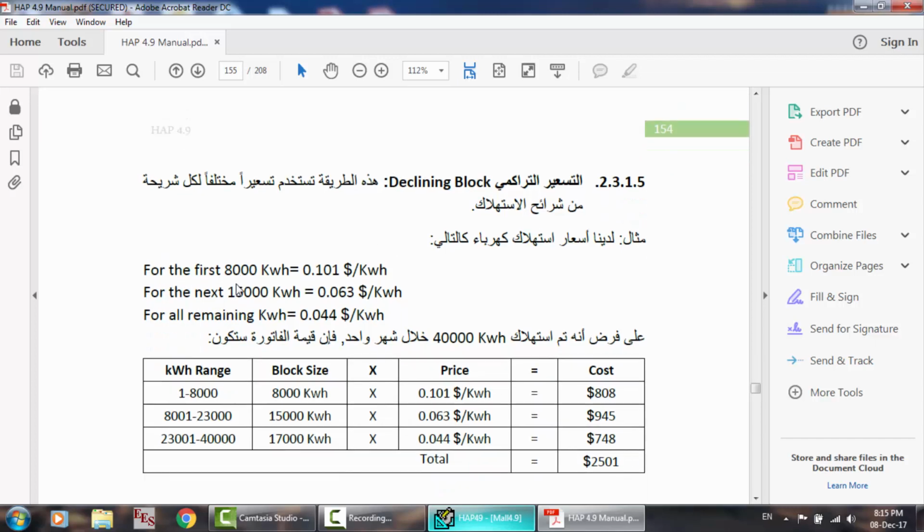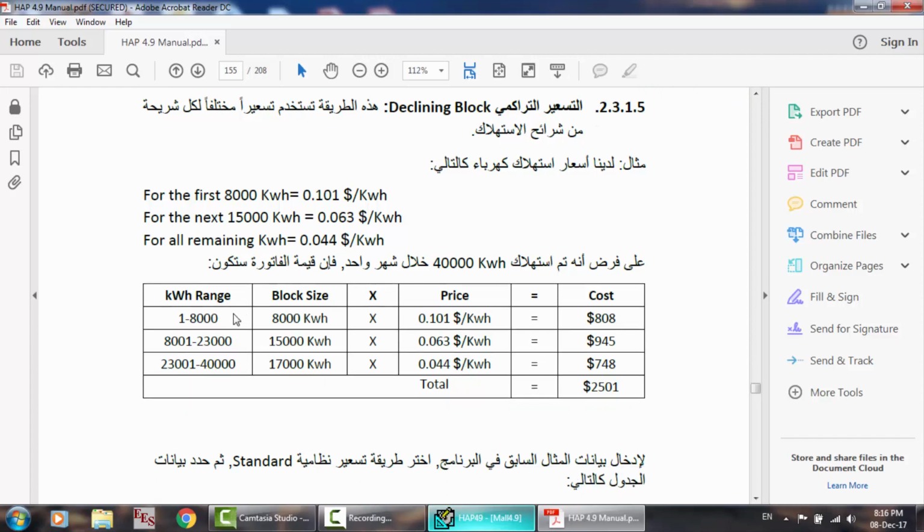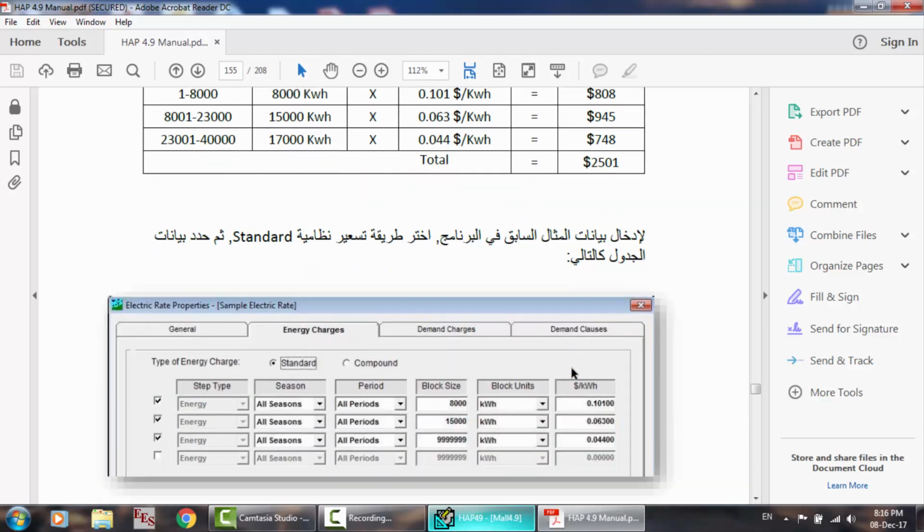So for the first 8,000 kilowatt hour, this is the cost, and for the next 15,000 kilowatt hour, this is another cost, and for all the remaining kilowatt hour, this is another cost. So the kilowatt range is here, and here the price, from 8,001 up to 23 thousand, here the block size, and this is the price, and the other kilowatt hour up to 40,000, this is the total cost, here is the block size, and here the price. Okay, so how to do this?